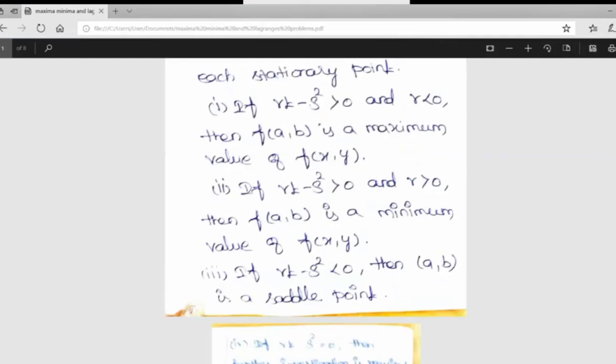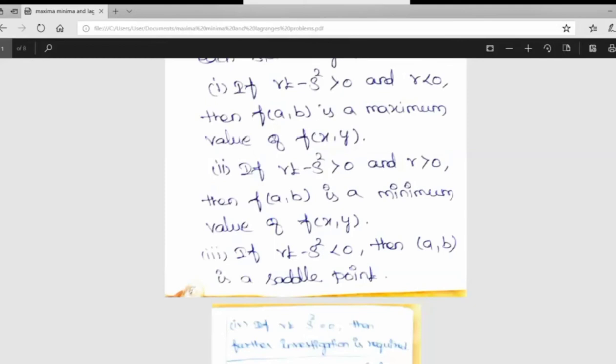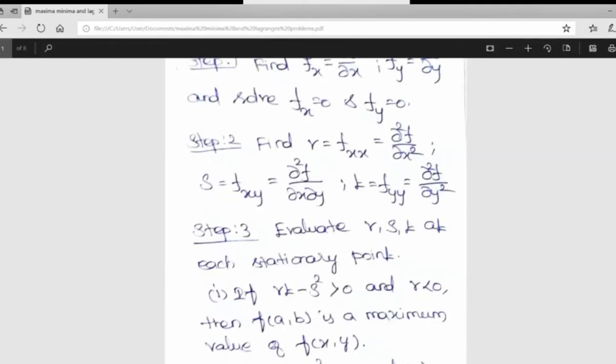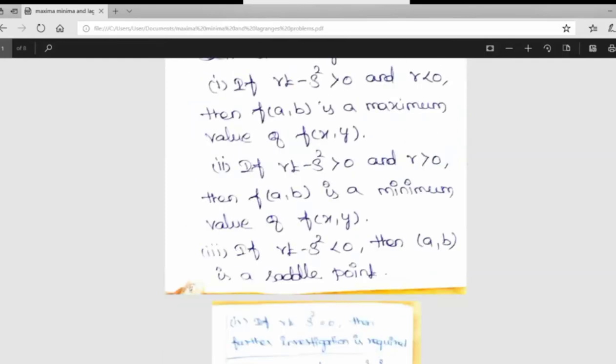And if rt minus s square is less than 0, then we can say that the coordinate we have derived is a saddle point. So all these things are the working rule to find out whether the given function is attaining the maximum or the minimum value at our coordinates. Now, if we see some problem based on this, we will get a clear idea of how to find the maximum and minimum value for a given function. Now we can see a simple example here.